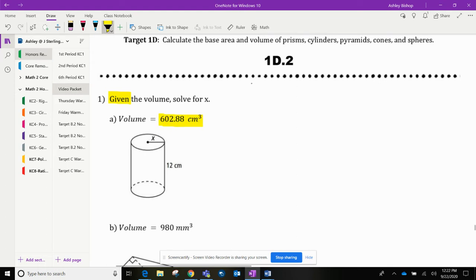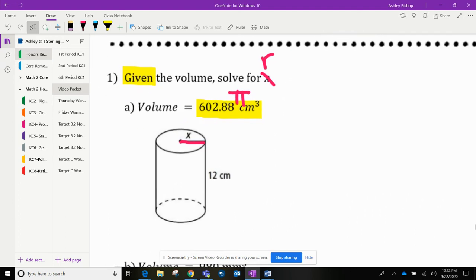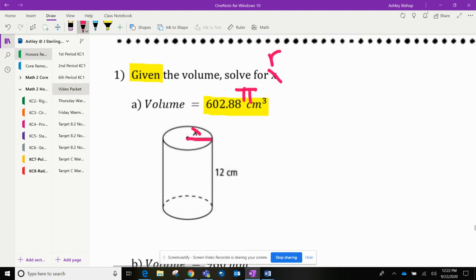And I would like for this problem to add in pi. 602.88 pi centimeters cubed. And we're thinking, where do we even start? Well, first things first, we want to solve for x. And the x here is representing my radius. So I like to rewrite it so it represents the actual letter that I need. I'm going to rename x r because that's my radius.